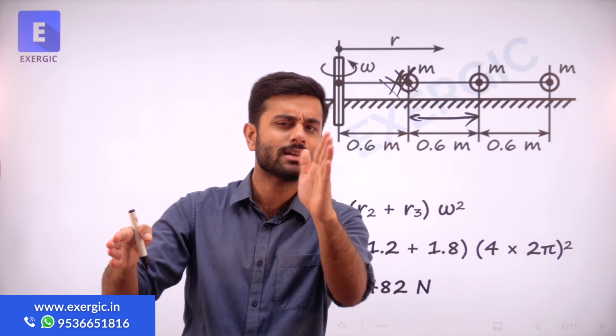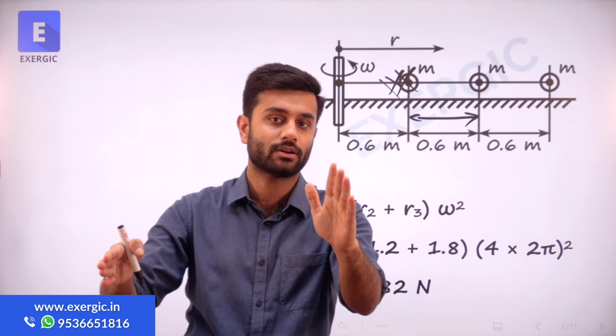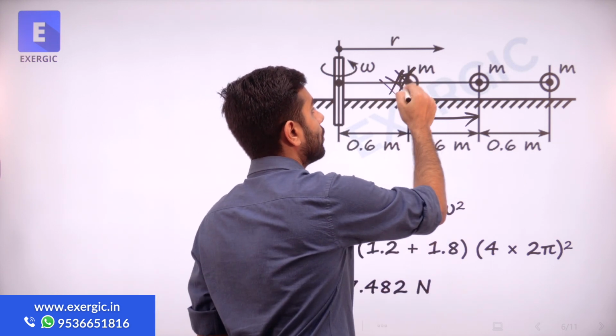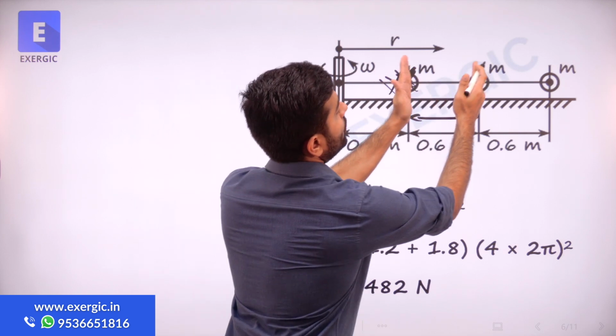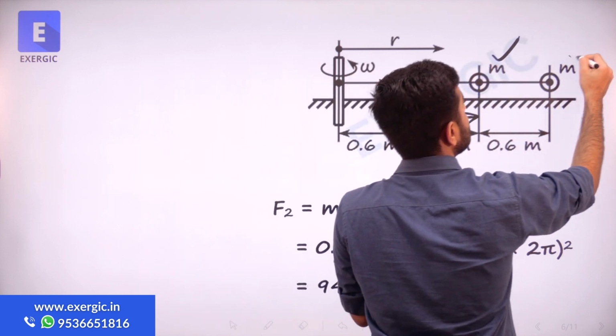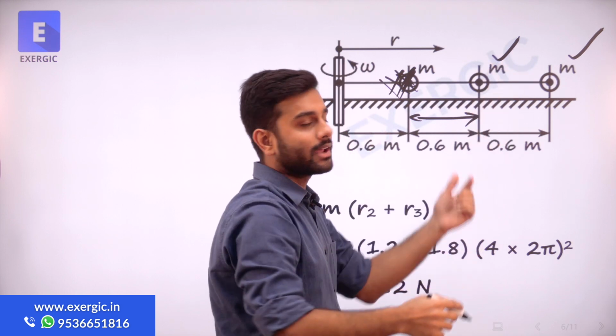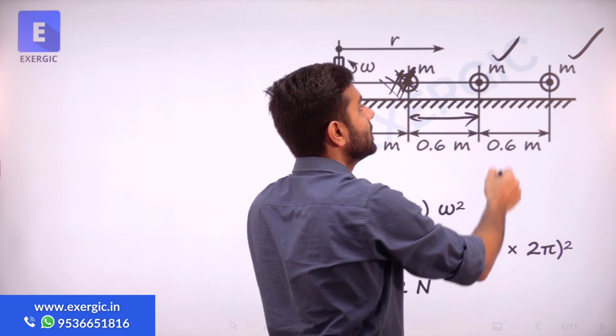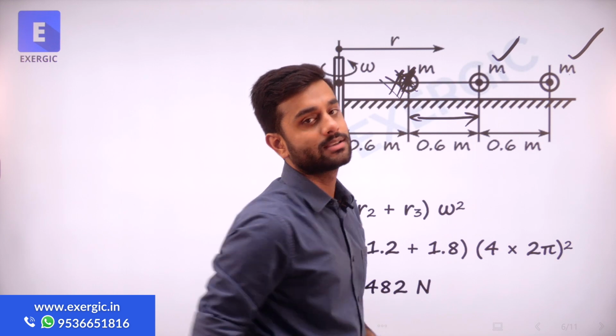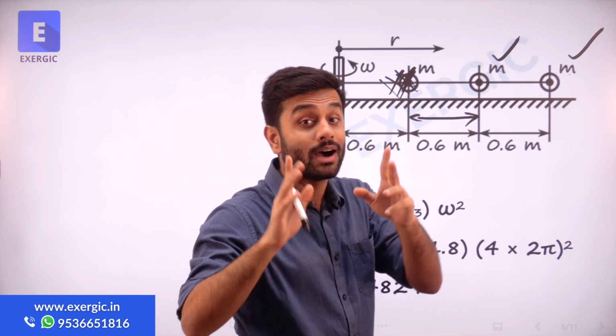Beyond that mass, there will be no centrifugal effect of that. So this mass is gone for section number 2. Only this mass and this mass will be there. Again, m r omega square due to this mass plus m r omega square due to this mass. M is same, omega is same, R is different.